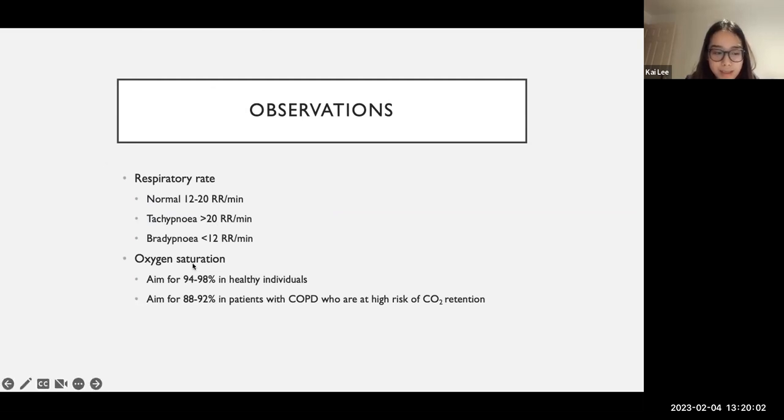And there's also bradypnea, where the respiratory rate is significantly slower. And for those, we would like to think of causes including sedation or opioid toxicity, or intracranial pathologies. The oxygen saturation we like to aim for healthy individuals is around 94 to 98, whereas for patients with COPD, we like to aim for 88 to 92.